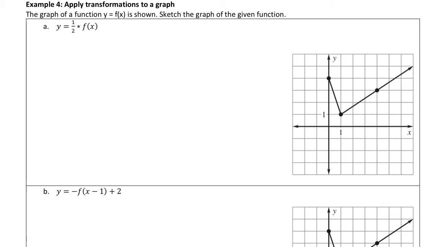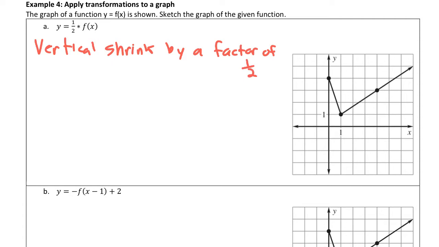So in this function, we are taking our original function and multiplying it by a half. So the transformation, just like before, is that we're multiplying by a number smaller than 1. So that is a vertical shrink by a factor of 1/2, okay? By a factor of 1/2.